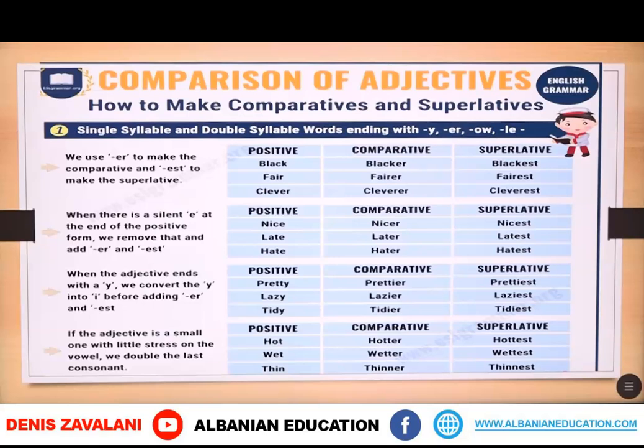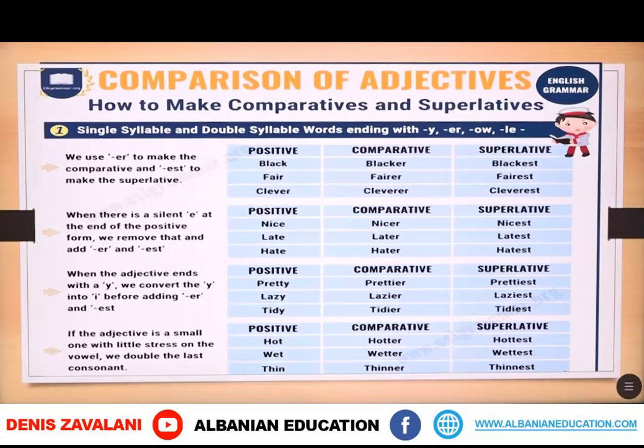When the adjective ends with a Y, we convert the Y into I before adding ER and EST. Maybe you can remember it easier if I say that all the adjectives that end with a consonant and Y, then we change Y into I before we add ER or EST. Like pretty, prettier, the prettiest. Lazy, lazier, the laziest. Tidy, tidier, the tidiest.